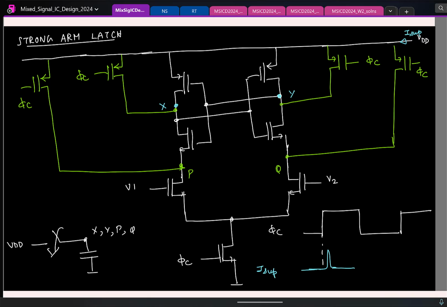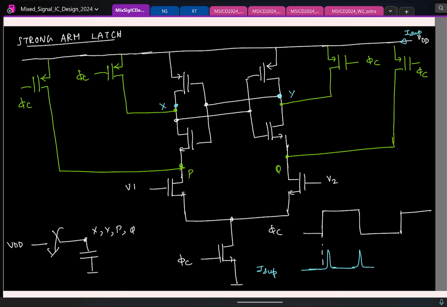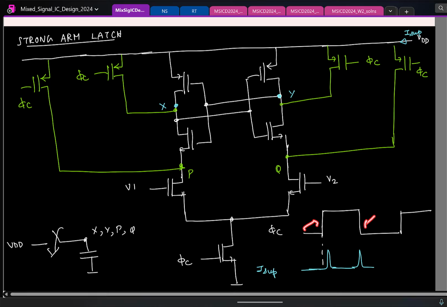What is CVDD? It's a charge. So it's an impulsive current. With real switches, it won't be impulsive. You will have some spiky current like this. So now tell me, at what time points will I be consuming power here? Only at the clock edges is current even drawn from the supply. So this is what we call a dynamic circuit.